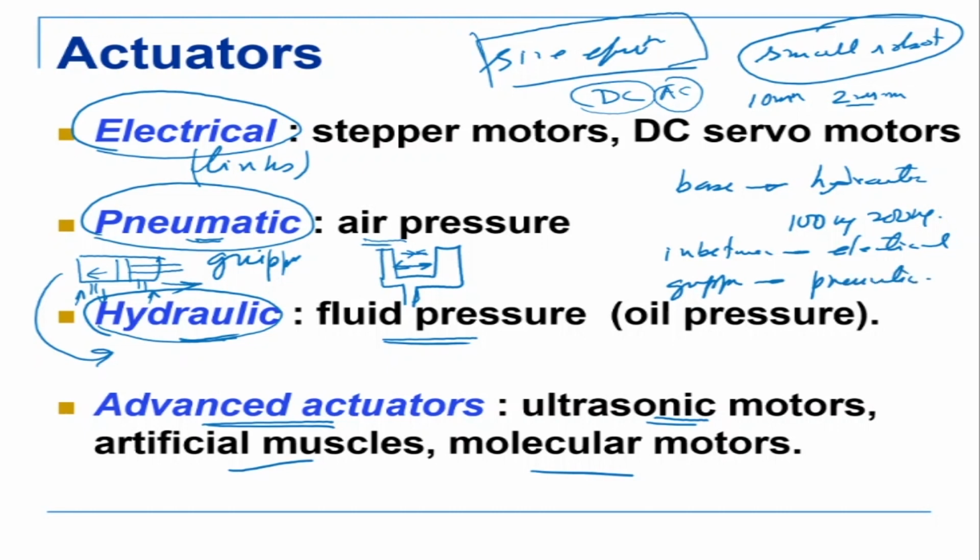Okay, why is the gripper pneumatic? Because first of all, it is the softest or the weakest. So if the gripper is actuated by pneumatic, suppose the robot is moving and it hits something, then immediately the gripper will open and the part will fall off. Okay, because pneumatic actuators are back drivable.